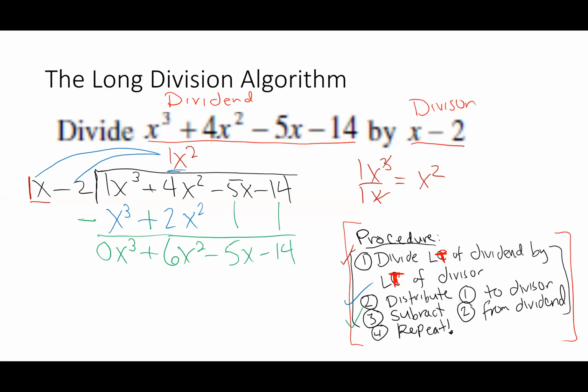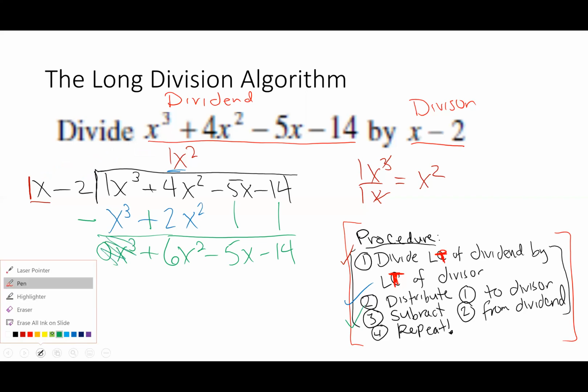Okay. Great. Now we've done step 3. Now we rinse and repeat. So now we do the same thing we did before. We know that we're on the right track because we end up eliminating this x cubed term. That's great.